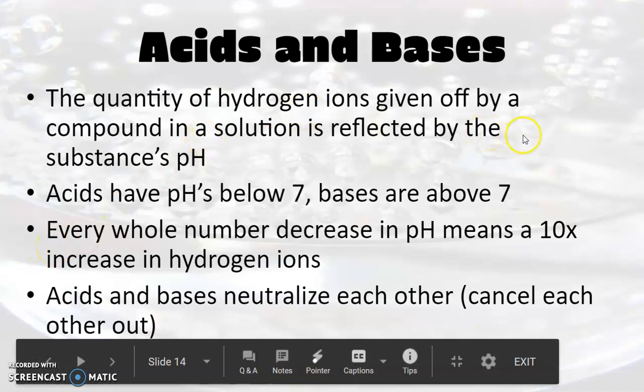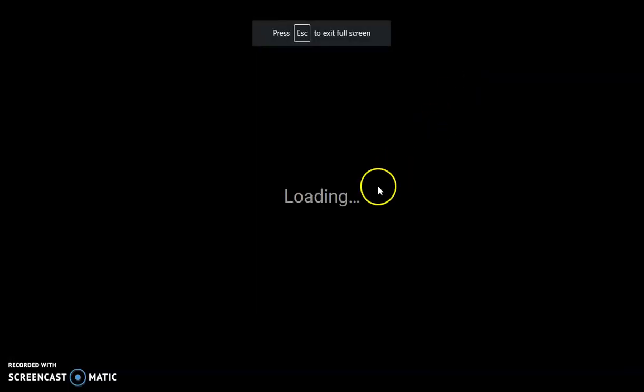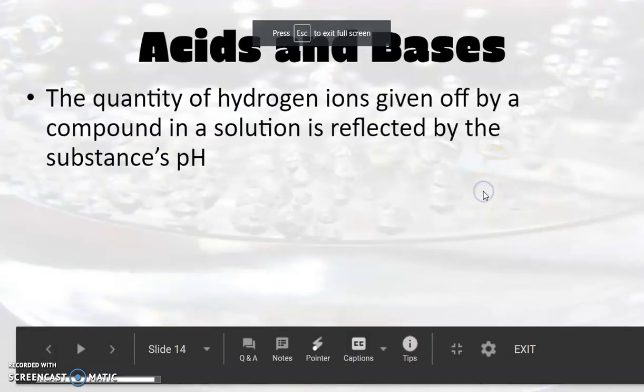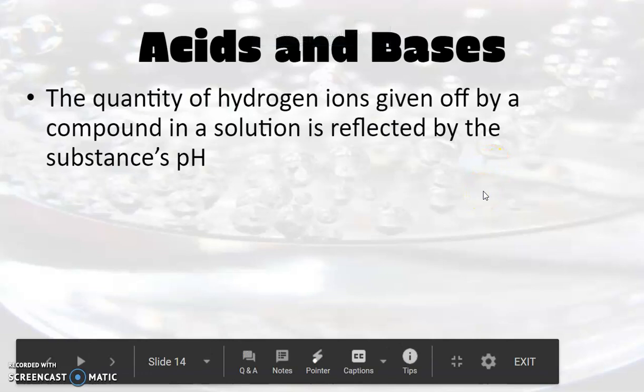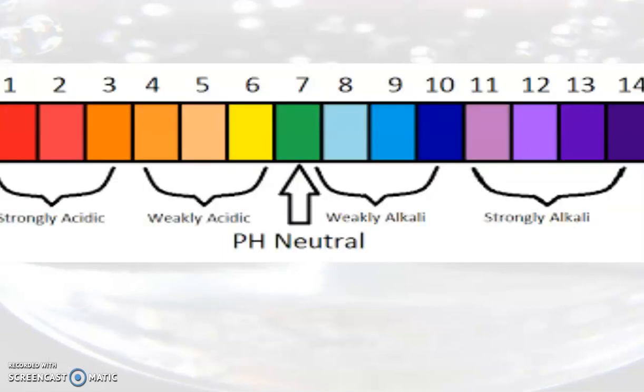Most foods tend to be acidic, and I have a rather large sheet that I'm going to be giving to you about the pHs of some really common foods. Most foods tend to be more on the acid side of things, so if we think about our pH, most foods tend to be on the 7 or lower side.